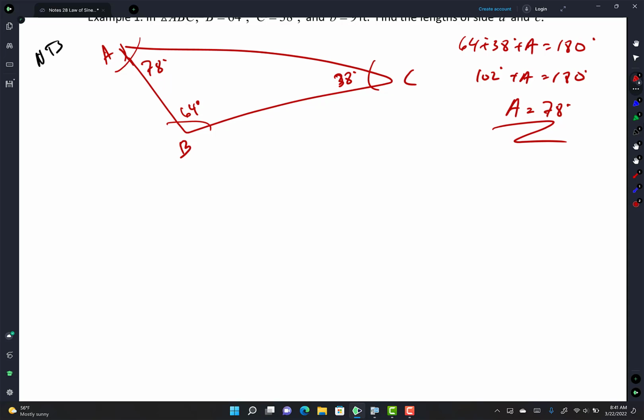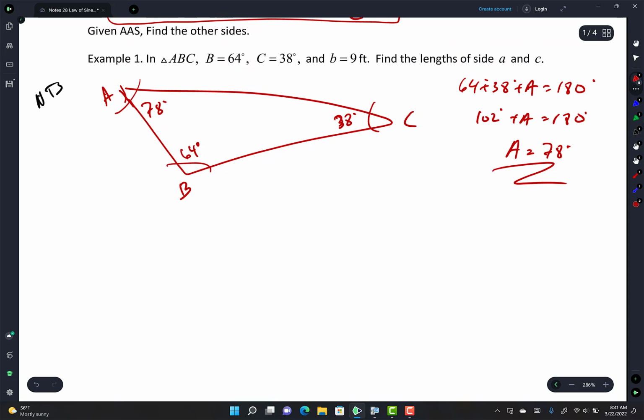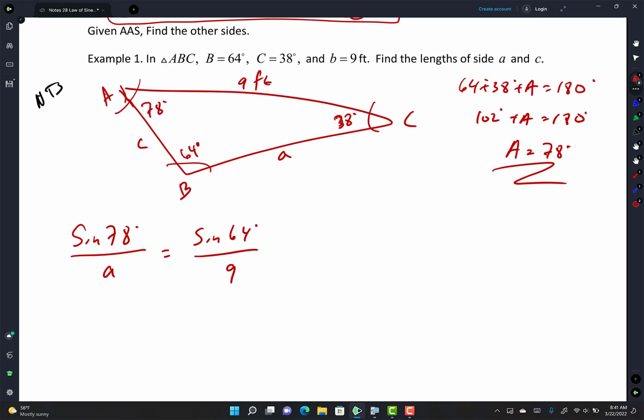So now that we know, we're just going to use it, guys. Little b is 9. So this is little b, and this is little a, and this is little c. We're just going to go right to it. If I want little a, I'm going to write sine 78 degrees over little a equals sine 64 degrees over 9, because that one I know. And then from here, all you're going to do is cross multiply. So a sine 64 degrees equals 9 sine 78 degrees.